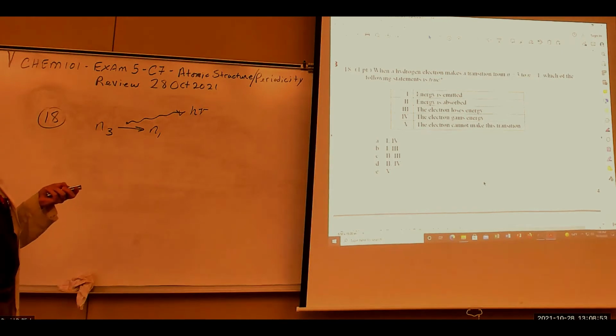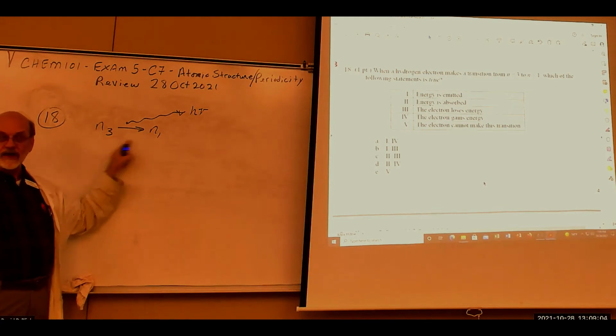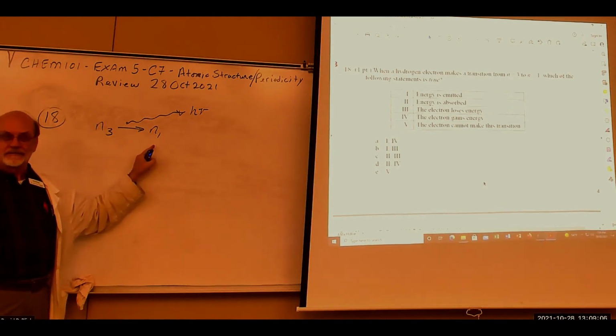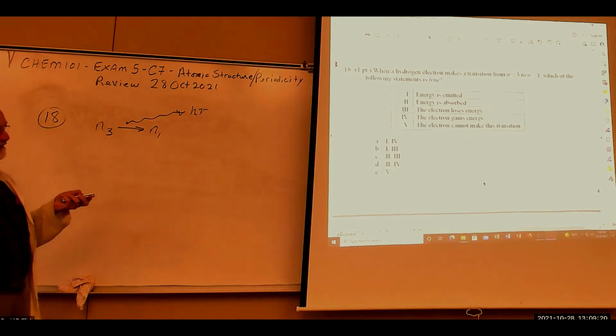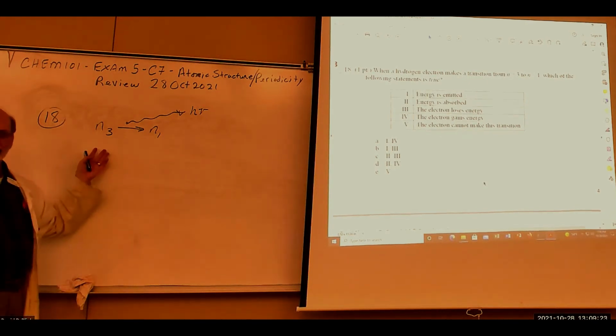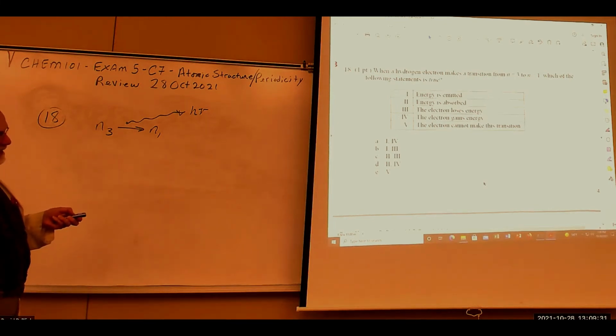So let's see which one matches. Energy is emitted, that's true. It can't be emitted and absorbed at the same time, so 2 is out. The electron loses energy. That's true. It goes from a higher energy to a lower energy. So 3 is true. 4 can't be true because 3 is true. Electron cannot make this transition. I was searching around for a placeholder. That's just a stupid statement. Of course an electron can make that transition. 4's already proved it. Oh, okay, so 1 and 3. So that's B.